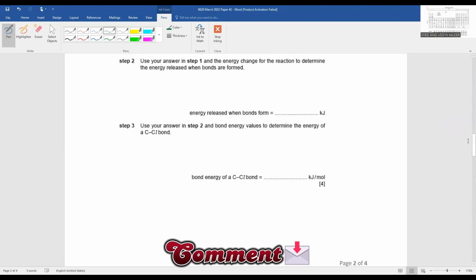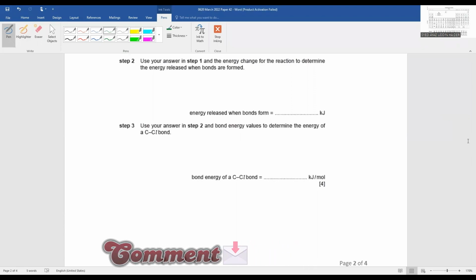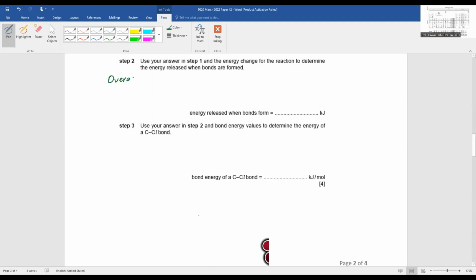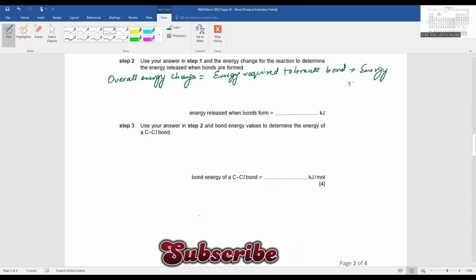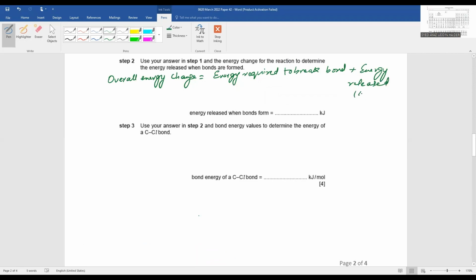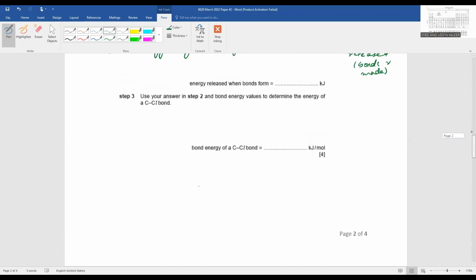Use your answer in step 1 and the energy change for the reaction to determine the energy release when bonds are formed. We know the formula. The formula is: overall energy change is equal to energy required to break bonds, which we have already calculated, plus energy released when bonds are made, which we need to calculate. So overall energy change, what is it? It's given here, and the sign is minus 180. We'll write minus 180 here.